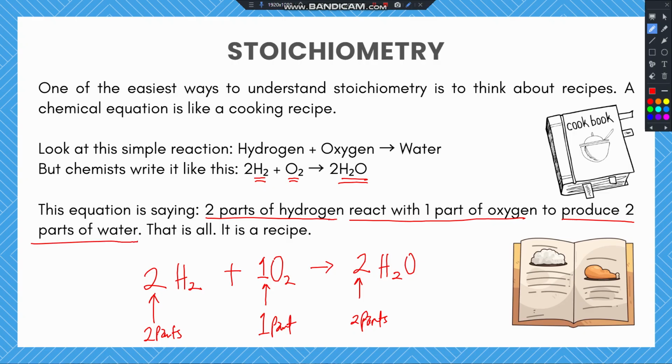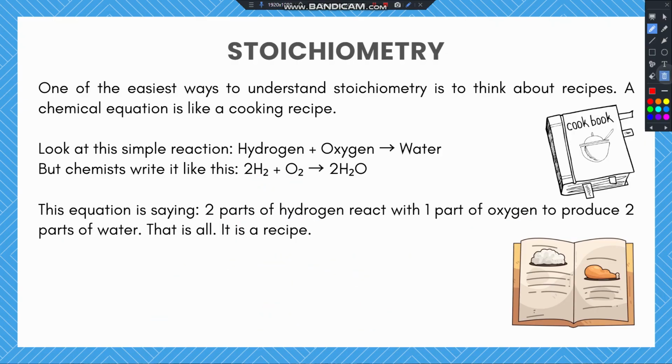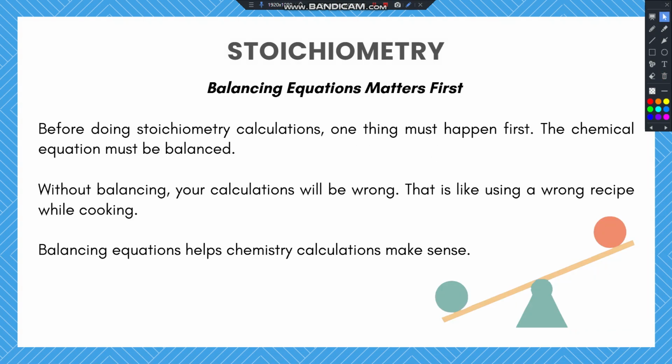That is how this chemical equation can be read in simple, plain English. So that's basically what stoichiometry is all about. It's like a recipe that tells us the amounts of substances that take part in a reaction and the amount of substances that are produced from that reaction. Which brings us to the concepts of chemical equations.